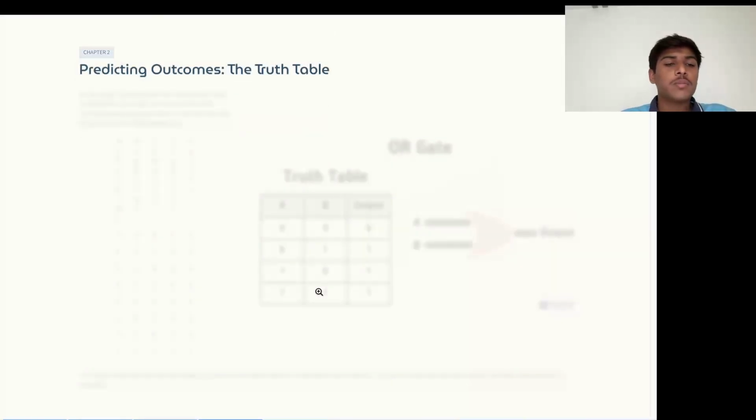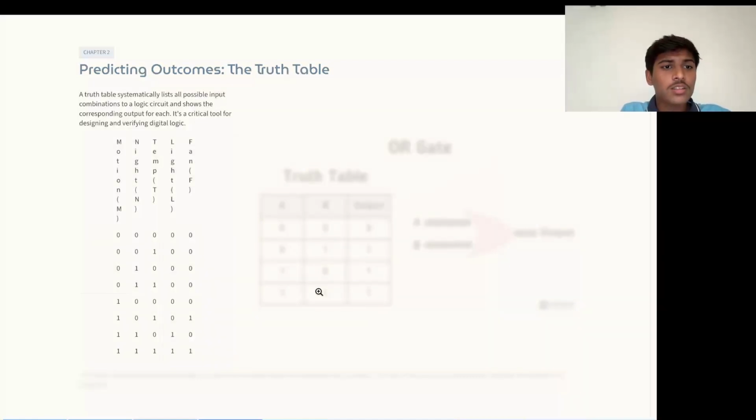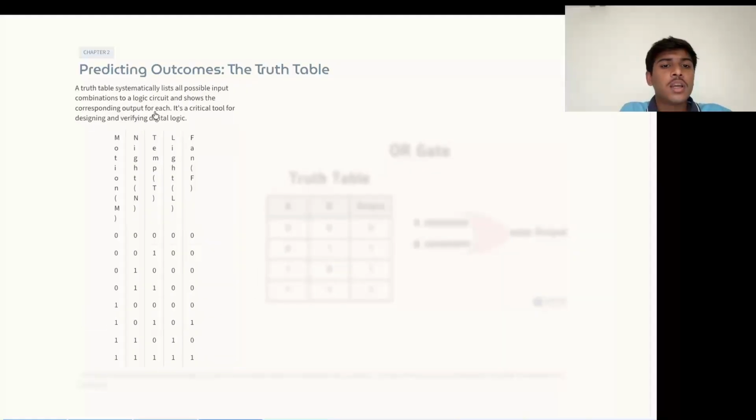Our chapter 2 is predicting outcomes, the truth table. From the truth table we will predict the outcomes, how it automatically activates and how it works. This is the truth table. A truth table systematically lists all possible input combinations to a logic circuit and shows the corresponding output for each. It is a critical tool for designing and verifying digital logic.